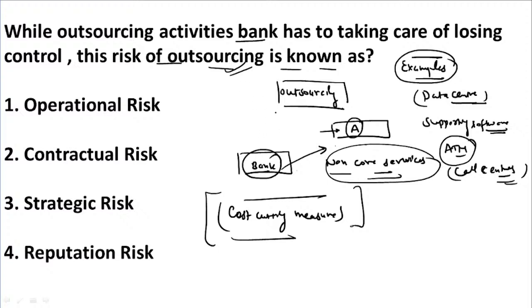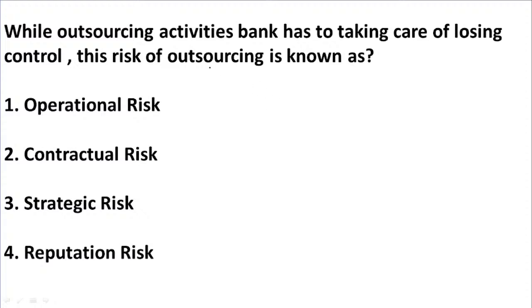Now we have to understand some risks associated with outsourcing activities of banking, and one of them is strategic risk. So the answer of this question is strategic risk. While outsourcing activities, the bank has to take care of losing control. So this risk of outsourcing is known as strategic risk. Okay, I hope it is now clear for everyone.